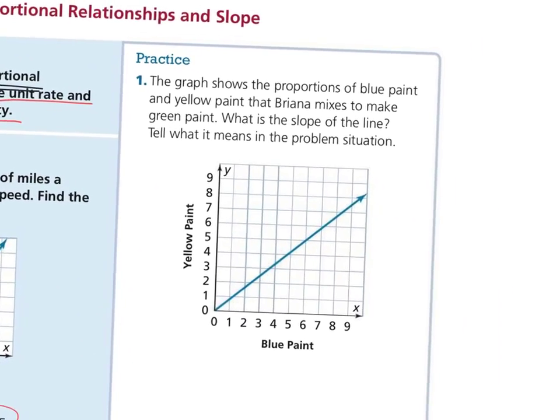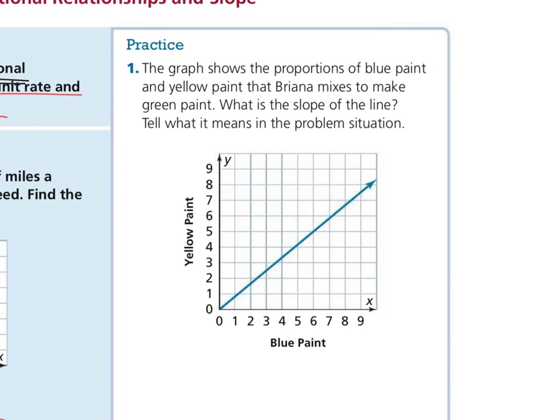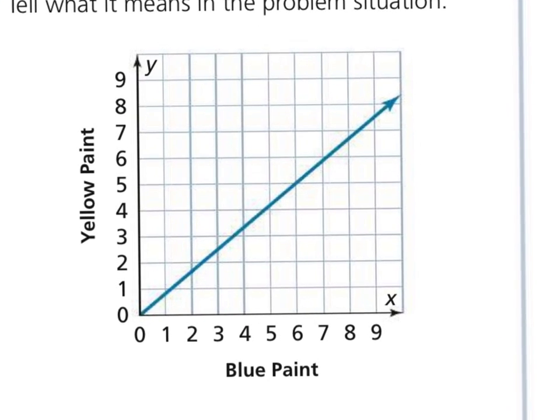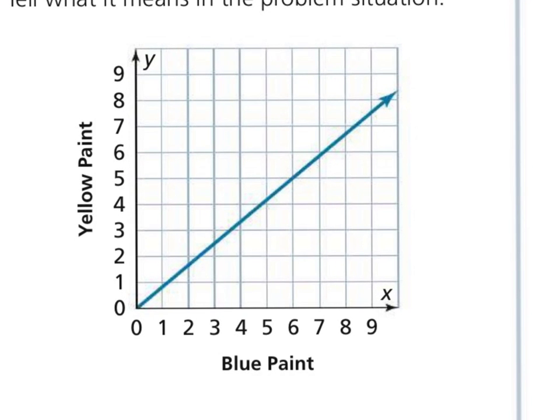Same idea if you look at the practice problem here. The graph shows the proportions of blue paint and yellow paint that Brianna mixes to make green paint. What is the slope of the line, and tell what it means in the problem situation. First let's find the slope. In order to find the slope, we need 2 points the line goes through. The point 0, 0 is on our line, and so is the point 6, 5. Be careful, there are some points that are pretty close. It almost looks like 5, 4, but it's actually just above that point. So these would be 2 points on our line.